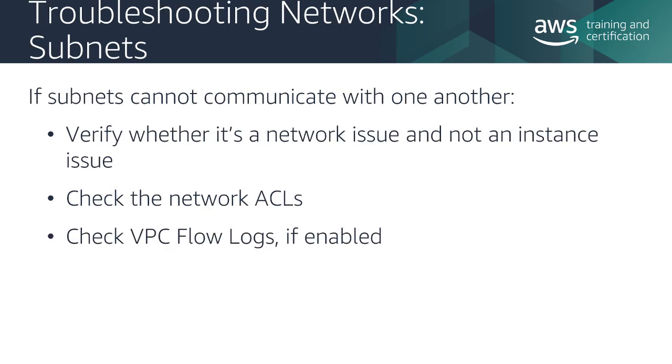Troubleshooting. You've got instances in different subnets that for whatever reason can't communicate with each other. What are the steps? Well, the first step is make sure it's not an instance issue. Make sure that both instances are alive and healthy. If you're trying to communicate with an instance that was stopped for some reason, guess what? You're not going to be able to talk to it. Then go ahead and check the network ACLs, check the security groups, check your flow logs to see where the traffic's actually going.